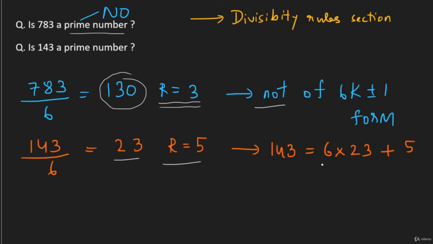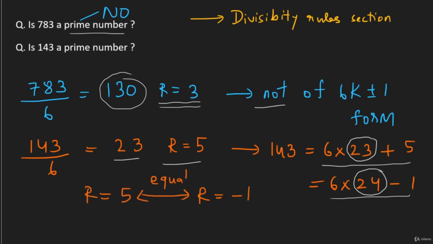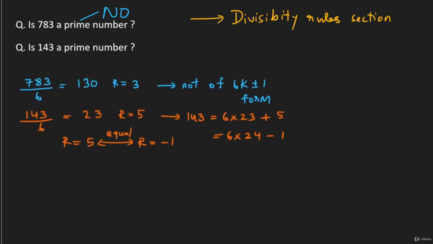Now, 6 into 23 plus 5 is one way of writing 143. I can also write it as 6 into 24 minus 1, right? What did I do? Here I had 23. I took the next number, that's 24, and I have a negative remainder over here. So that's an interesting concept. You can note that a remainder of 5 or a remainder of minus 1 actually means the same with respect to remainders. Now let's keep this aside, and you can see over here 143 is of the form 6k minus 1. So the first criterion is satisfied.